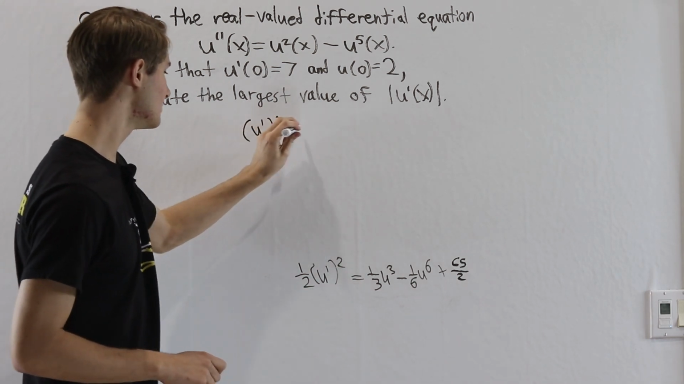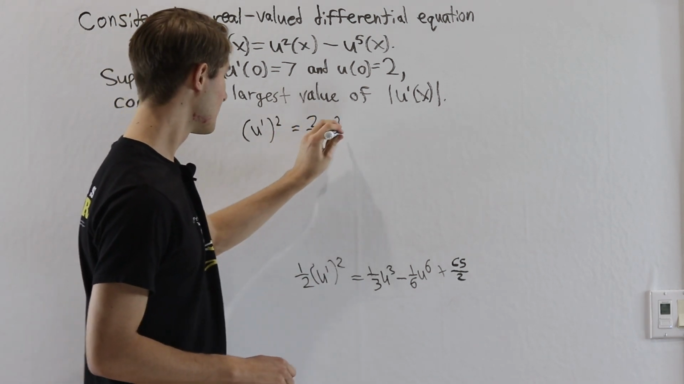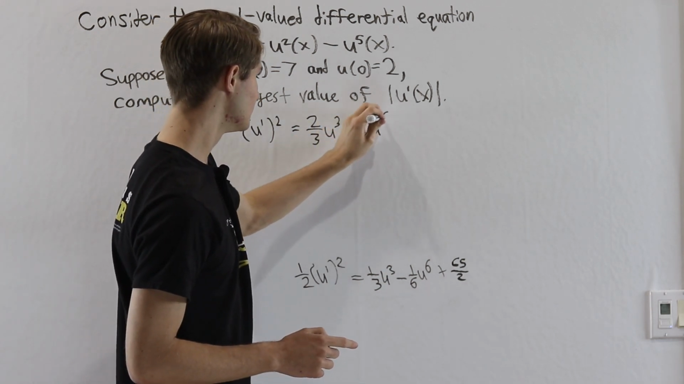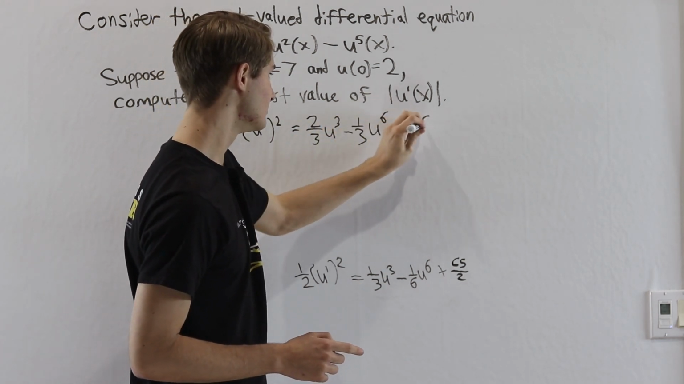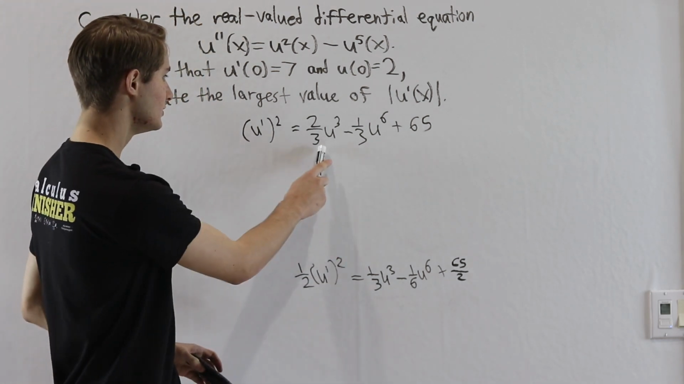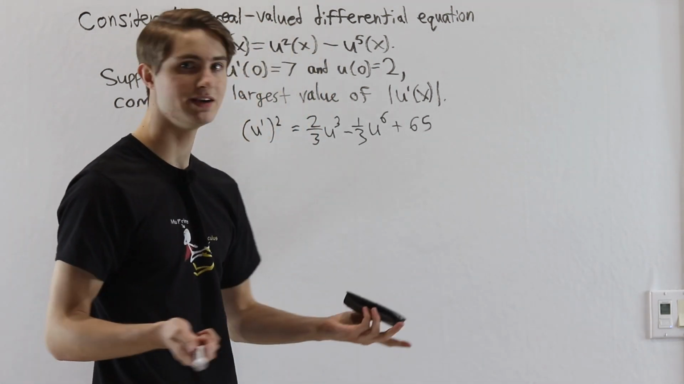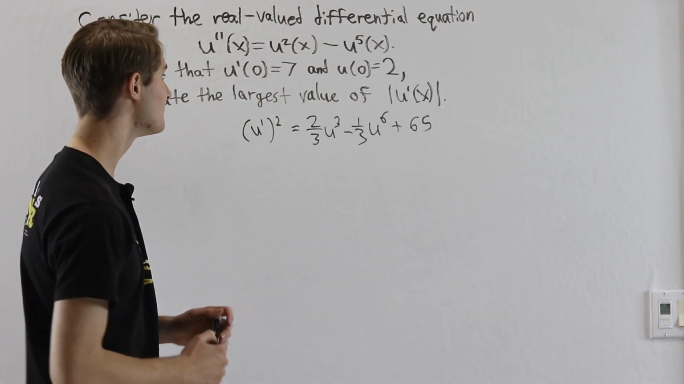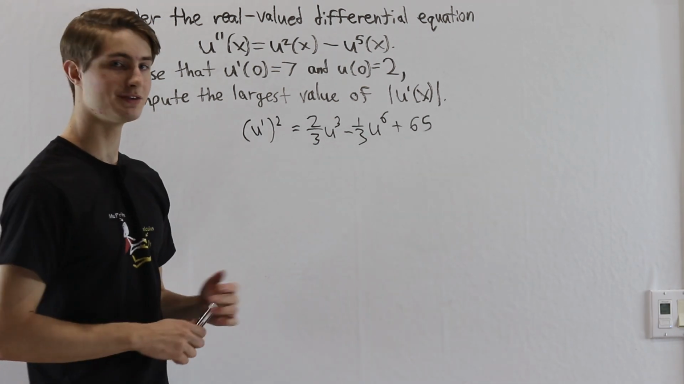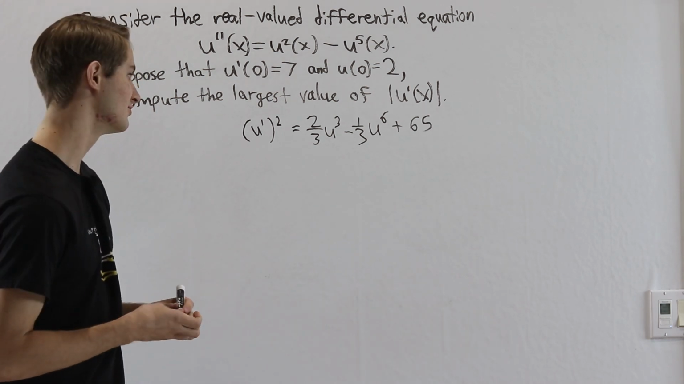That'll get us that u prime squared is equal to 2/3 u to the third minus, and then we have 2 over 6 is just 1/3 u to the sixth plus 65. So we just need to maximize 2/3 u cubed minus 1/3 u to the sixth, since of course 65 is always just going to be a 65. Now we can actually try to maximize this using calculus, and that will give us the right answer, but I'm going to try a little clever trick instead just to have some fun.